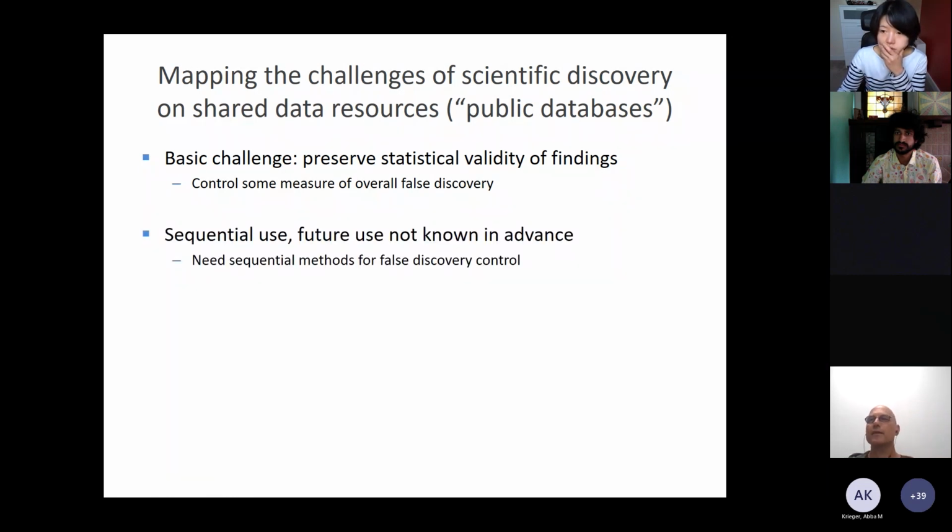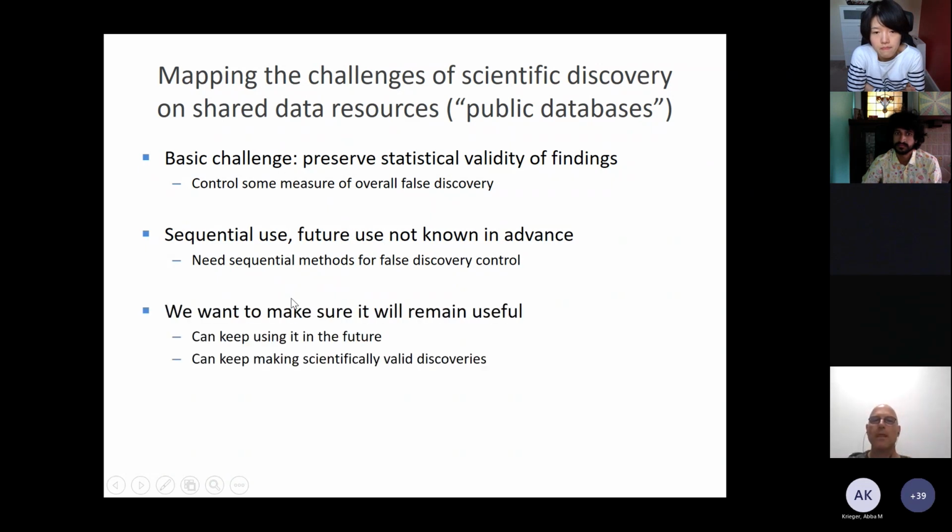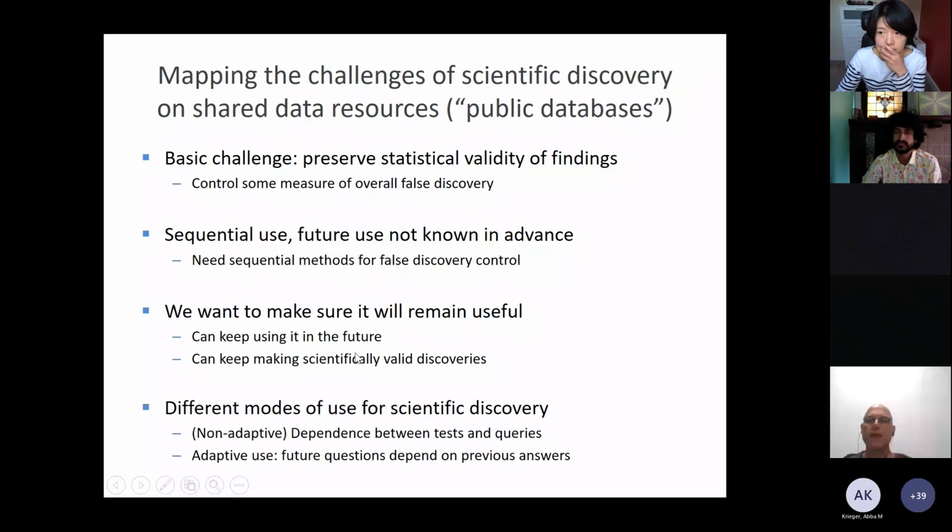If we seriously take this idea of a shared resource that's going to be useful over time, then by definition the use is going to be sequential. At any point in time, we're not going to know what the future use is going to be. So we need some kind of sequential approach to control whatever false discovery measures we choose. We also want to make sure not only that it will be valid, but also that it will remain useful, so that the scientific community can keep using the shared resource in the future and make scientifically valid discoveries over time and continuously on this shared resource.